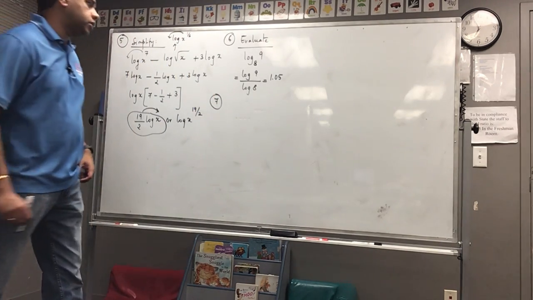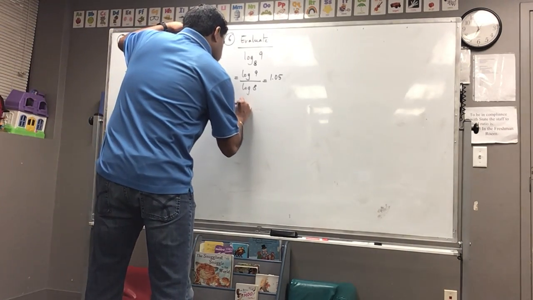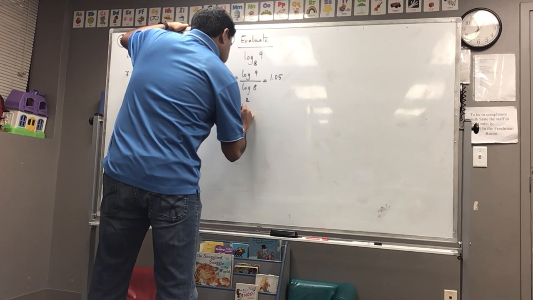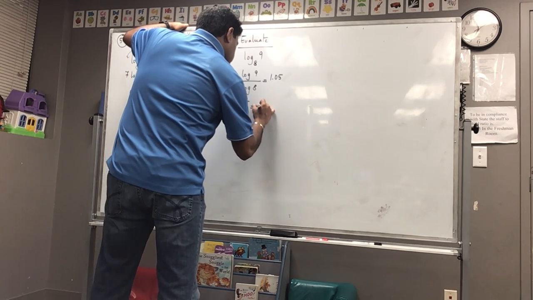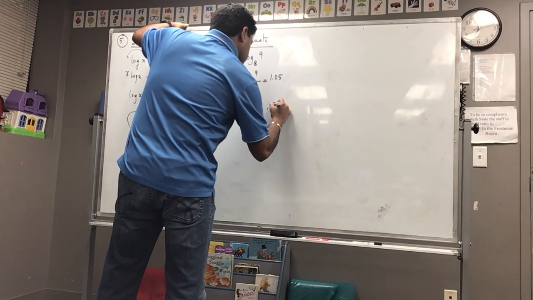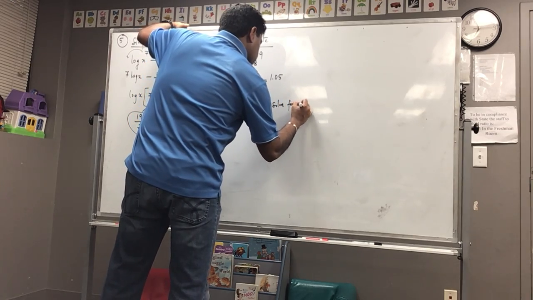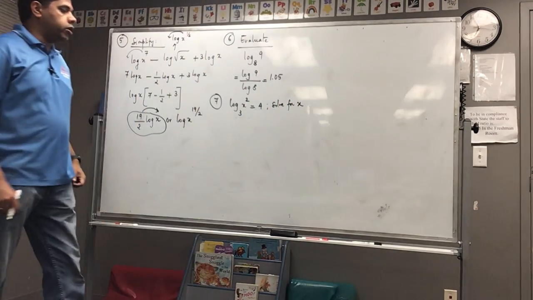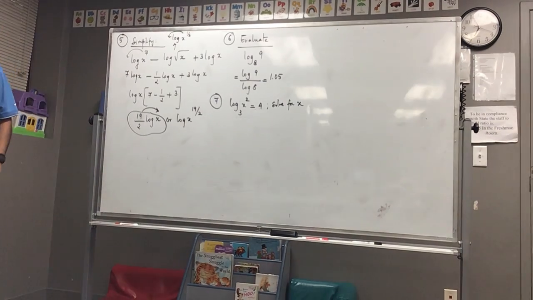Question number 7. Log x squared to base 3 is equal to 4. Solve for x.